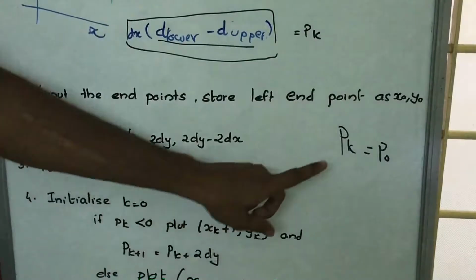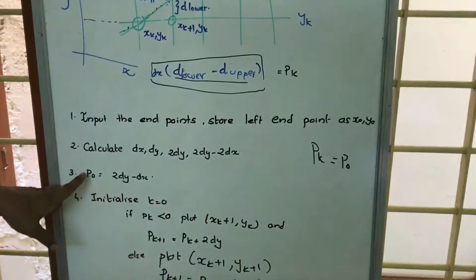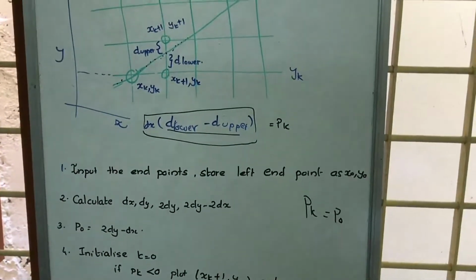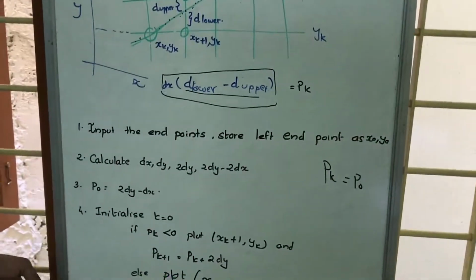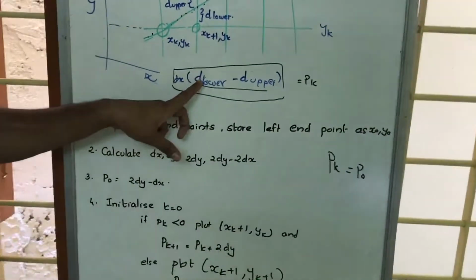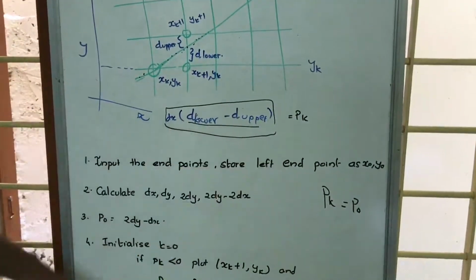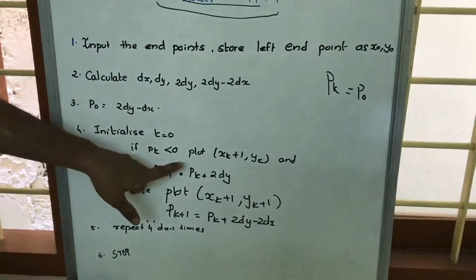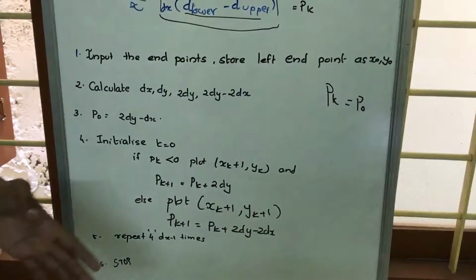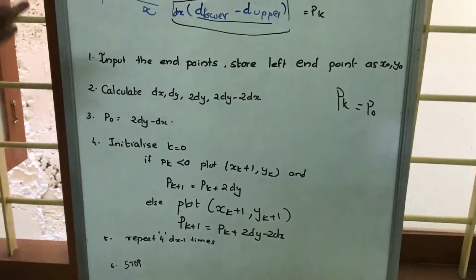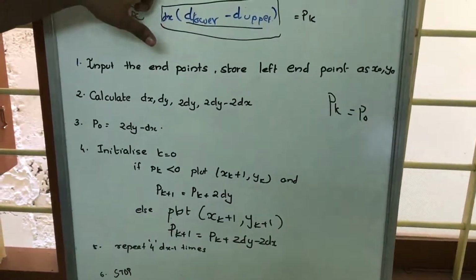Initialize k equal to 0. That means the first pk is p0, and we store the value 2dy minus dx in p0. I have already said that p0 or pk is dx times (d lower minus d upper); doing the mathematical part, we can find pk is this one. Now, if pk is less than 0, here p0 is less than 0, pk means d lower minus d upper. Less than 0 means d upper is greater, which means our line is nearest to this point.